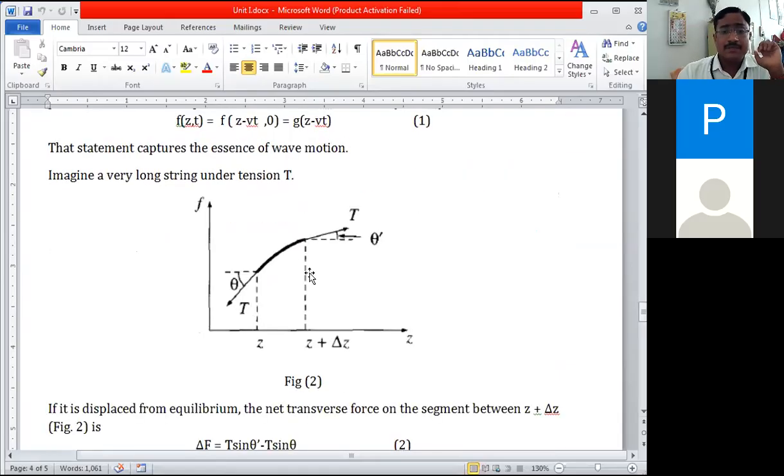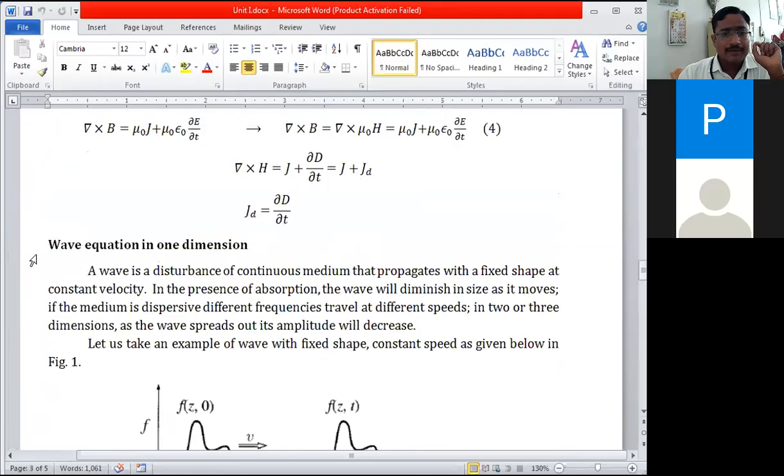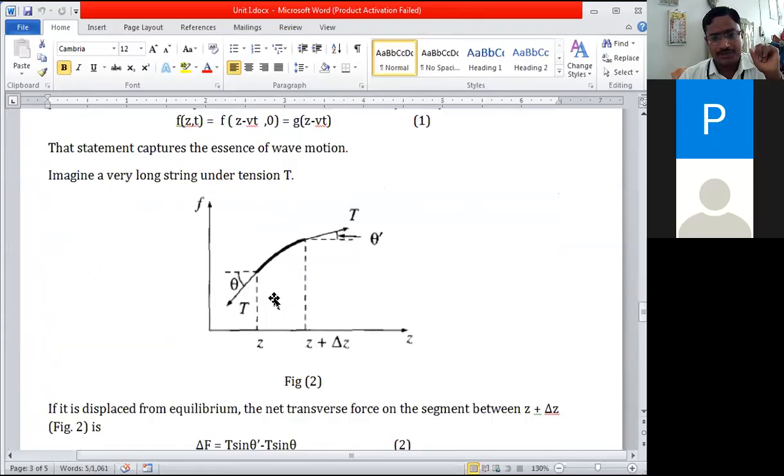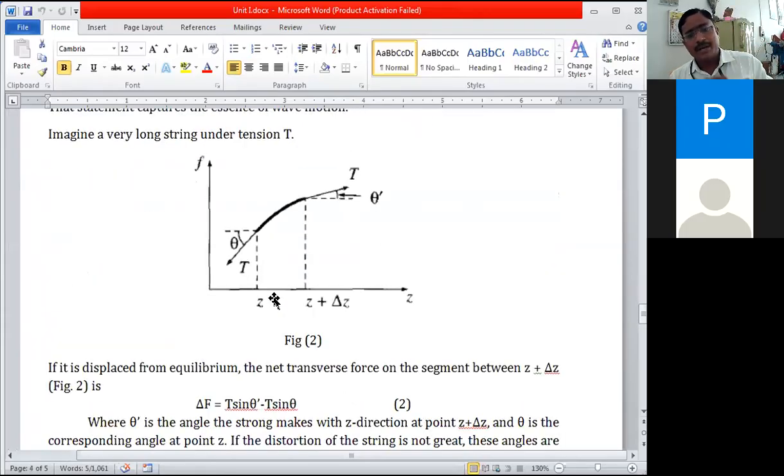Now our main aim is to study the wave equation in one dimension, how the wave equation can be derived in one dimension. For that purpose, imagine we have a very long string under tension. For example, this is a pen. Let us consider this as a very long string.